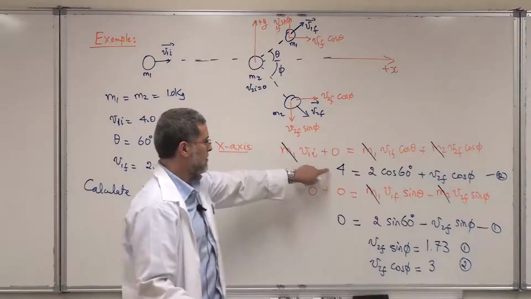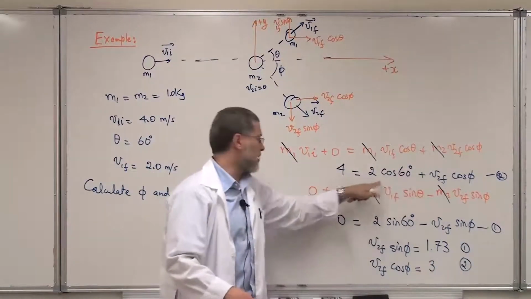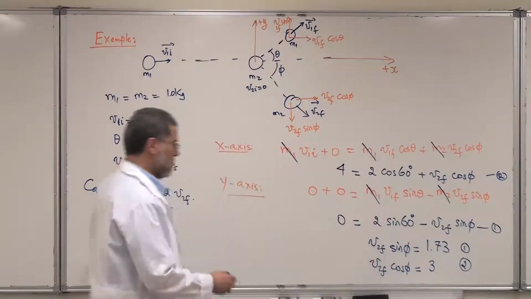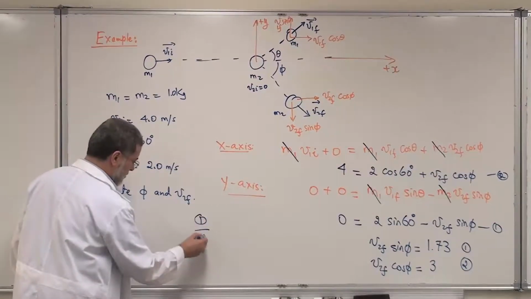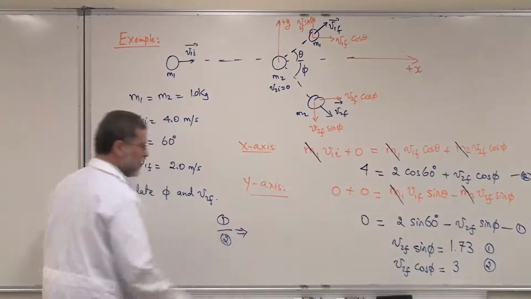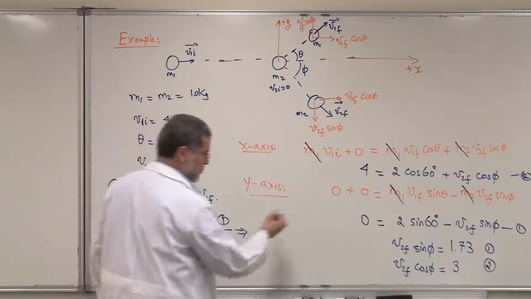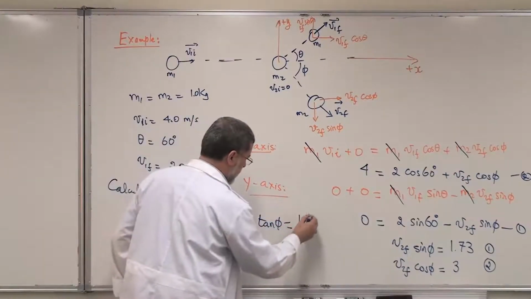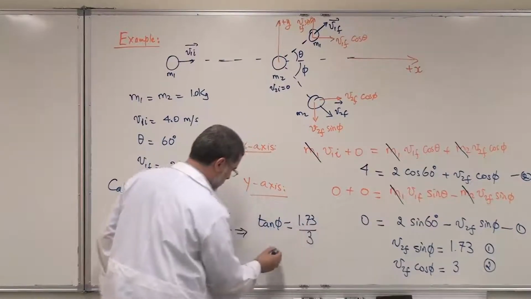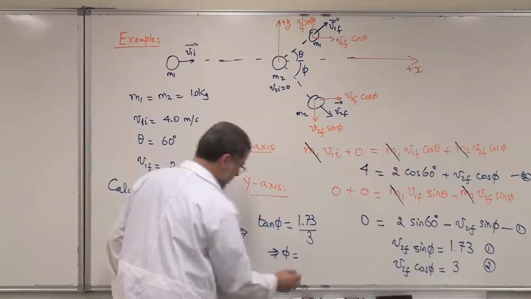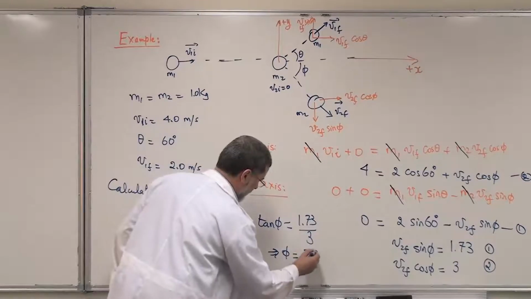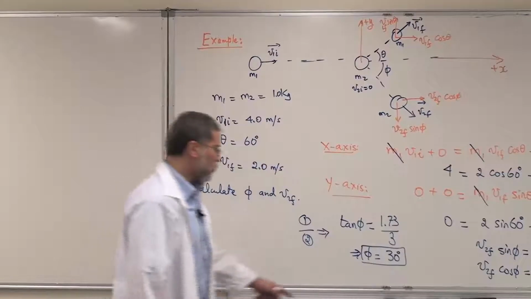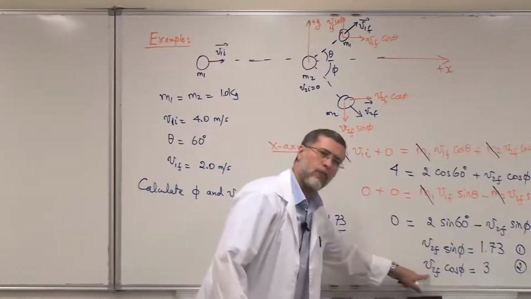From here, all this is 1. Take it to this side, it is minus 1. 4 minus 1 is 3. Okay? So I'm going to divide equation 1 by equation 2. What do I get? From the left side, tan phi equals 1.73 over 3. This will give me the angle phi equal to 30 degrees.